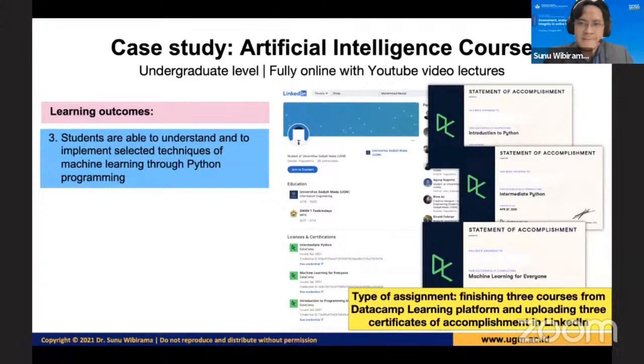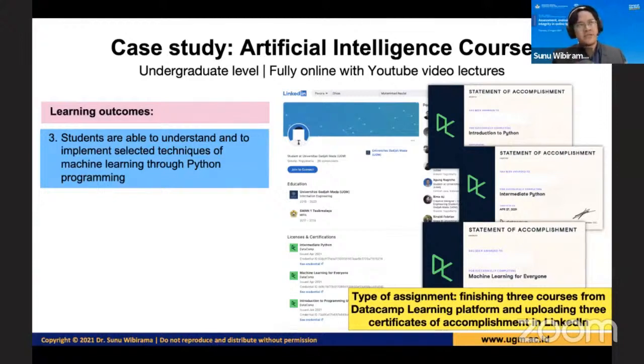The first assessment is the students were asked to finish 3 courses from a third-party learning platform. We use the DataCamp platform. This is a commercial platform, but we have a collaboration with DataCamp, so we can get premium access to the system, and then the students can register as a member in a team, and then they can choose some courses that we already selected previously. And then the task that we gave to the students, they had to finish the 3 courses in a certain period of time.